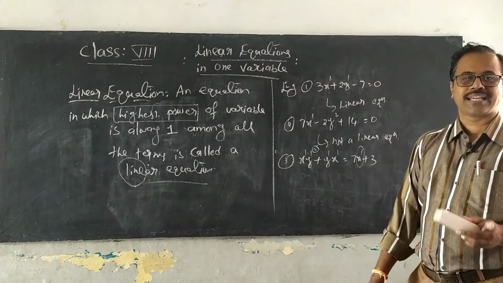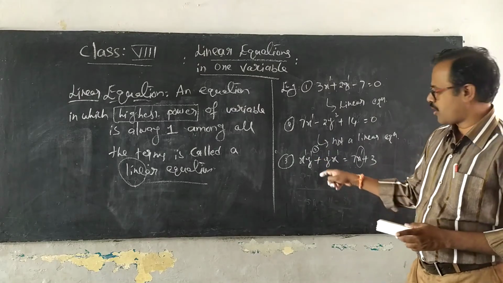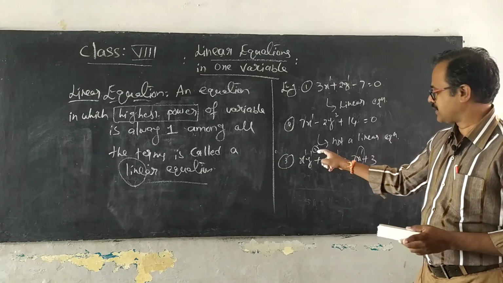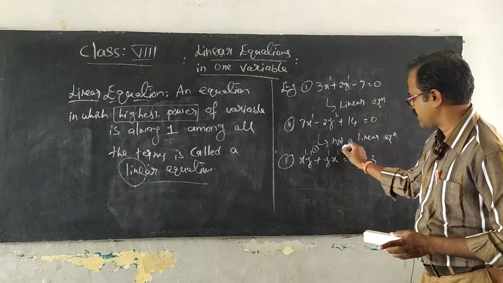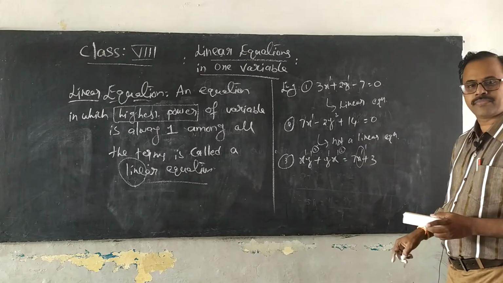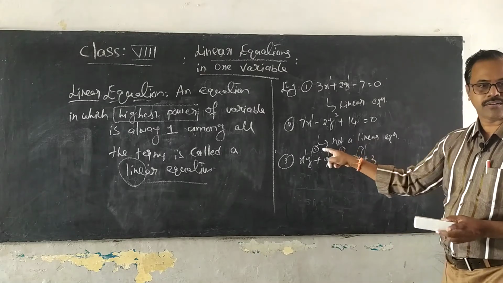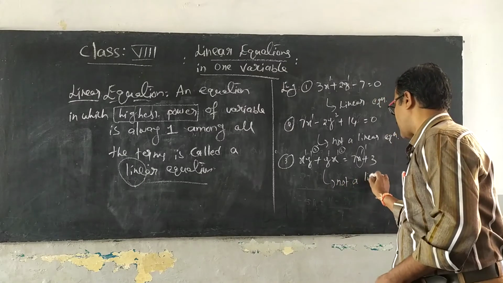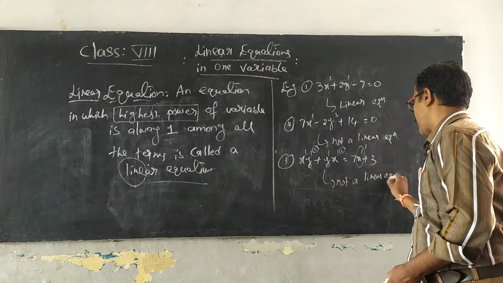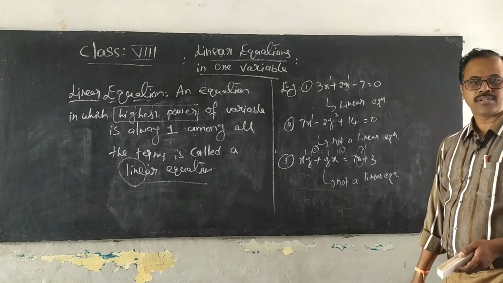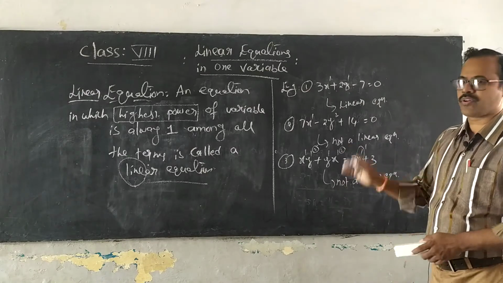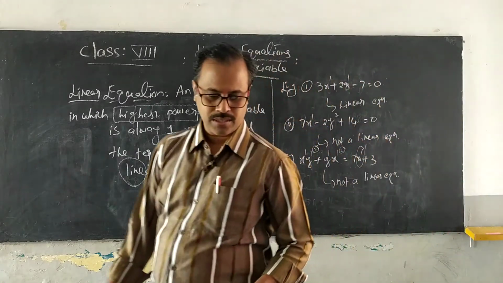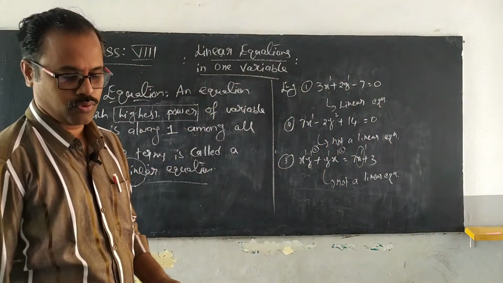It is called degree. The power of the two variables when added, the total is called the degree. Here the degree is 2 and here the degree is 2, but here the power is 1. So among these, 2 is the greater. So this is not a linear equation. Okay guys, did you understand? Right, very good.